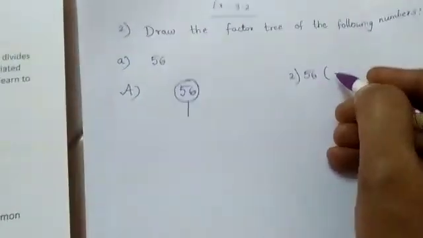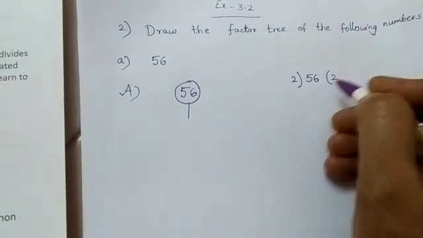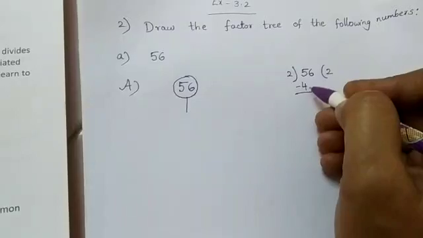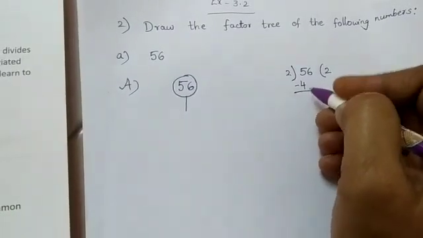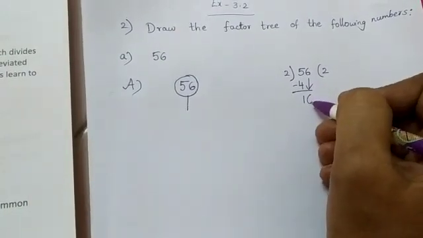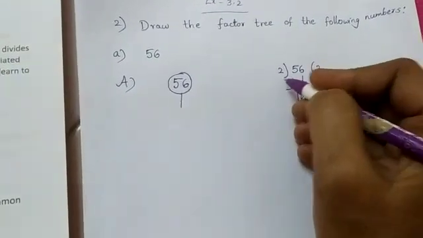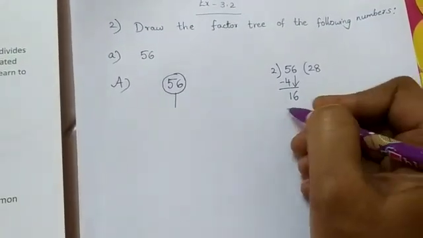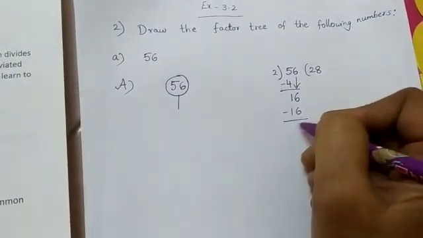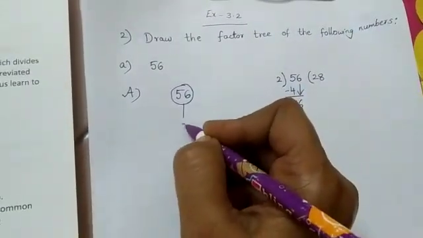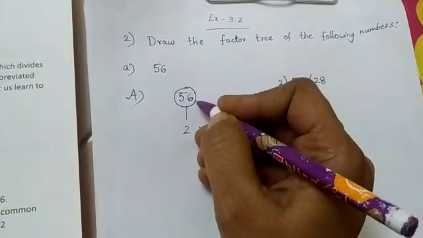In the 2 table, 5 goes how many times? 2 times, 4. 5 doesn't go, so we are going to take 4. Now 5 minus 4 is 1. Next bring down 6, 16. In the 2 table, 16 goes how many times? 8 times. 16 minus 16 is 0. So this can be written as 2 into 28.